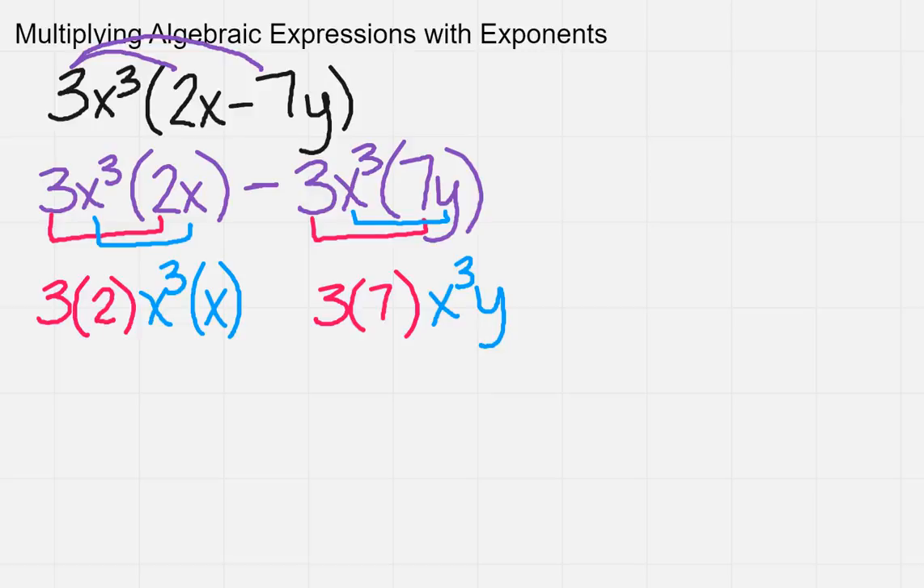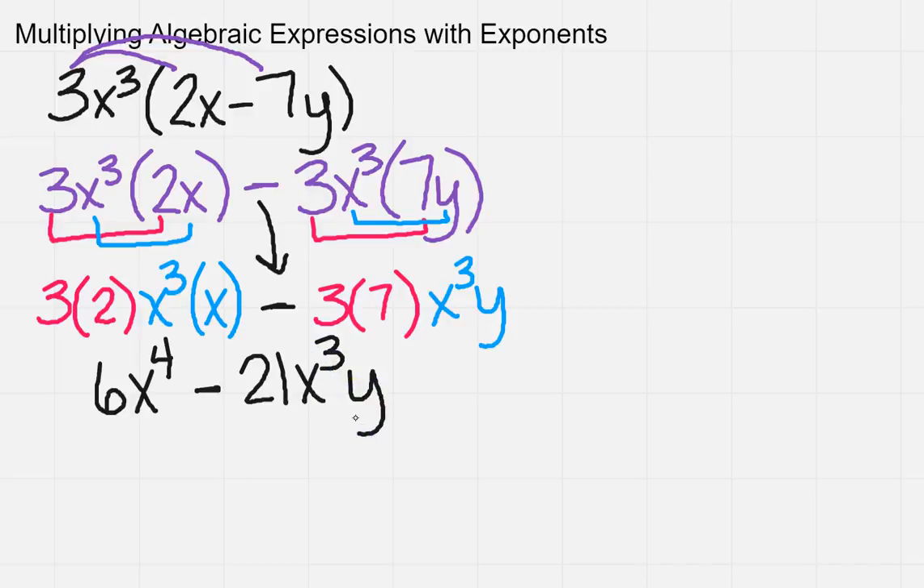So what happens when I simplify all of that? 3 times 2 is 6. Remember here we're going to add our exponents. So I'm going to have x to the 4th. Now don't forget to copy down that minus sign. So minus 3 times 7 is 21. Now the x's and the y's are different, so it's just going to give me x cubed y.